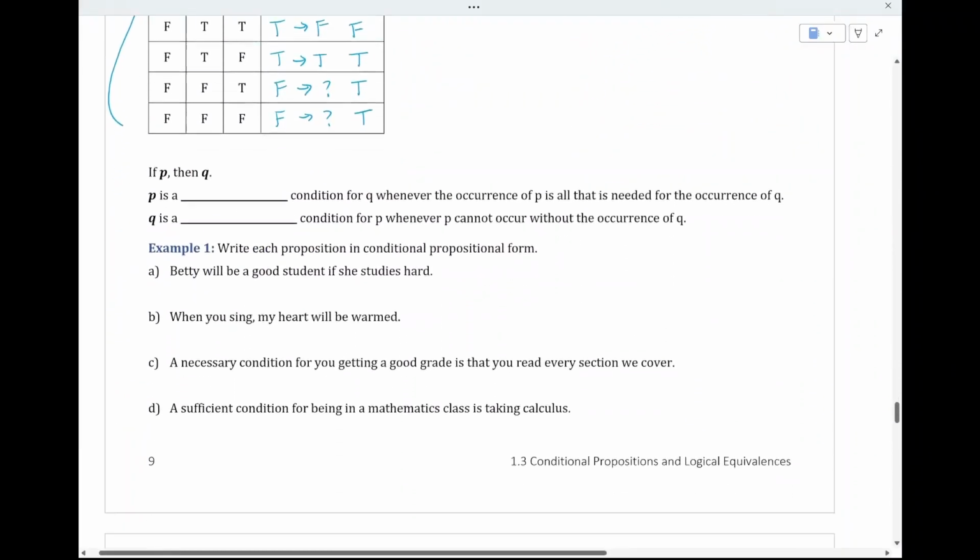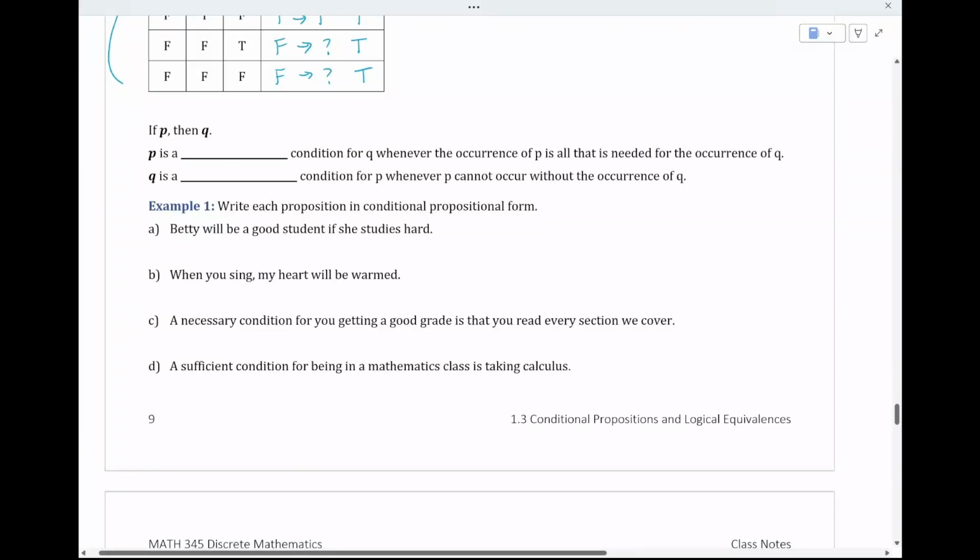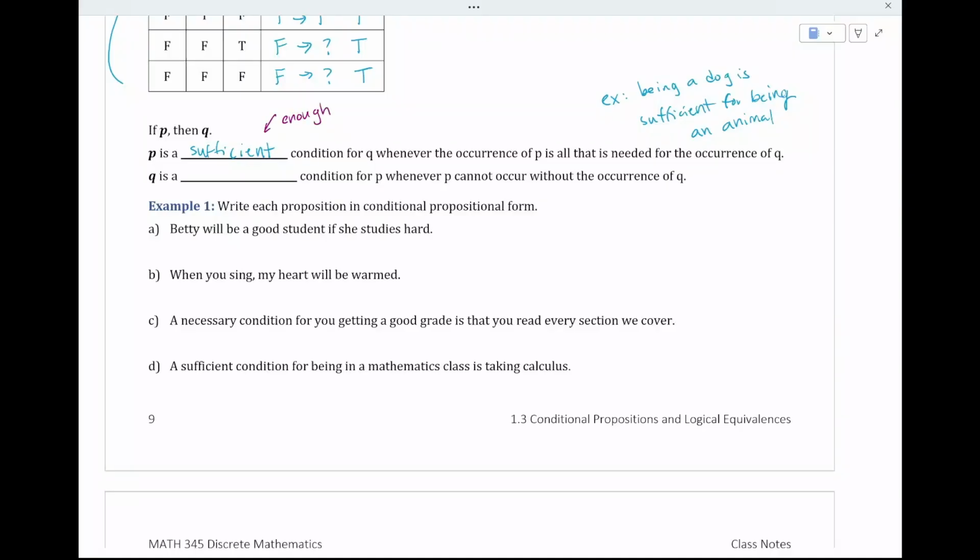Let's look at some more ideas. If P then Q, we can say that P is a sufficient condition for Q when the occurrence of P is all that is needed for the occurrence of Q. So an example would be something like being a dog is sufficient for being an animal. All dogs are animals. So if you're a dog, then you're an animal. It's like it's enough. A synonym for sufficient would maybe be enough.